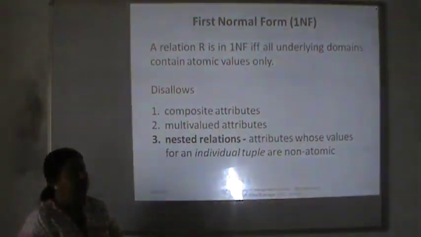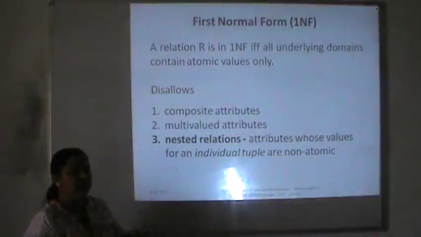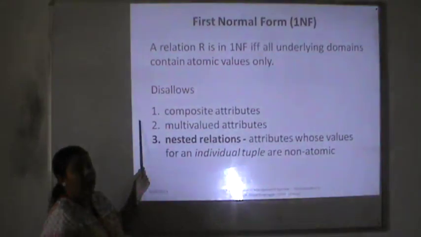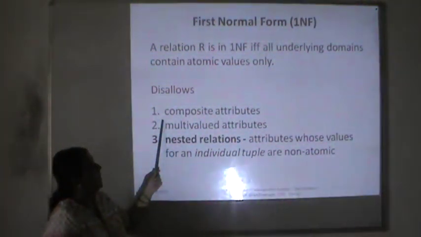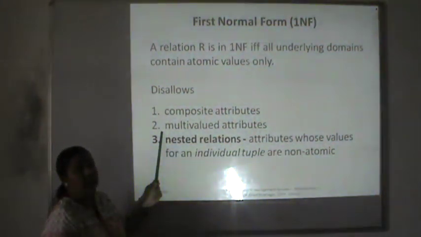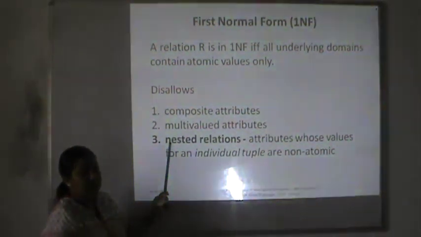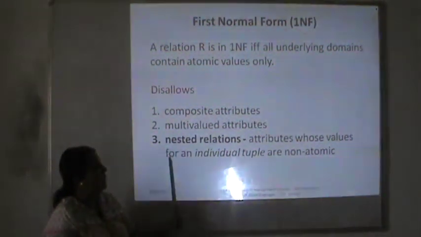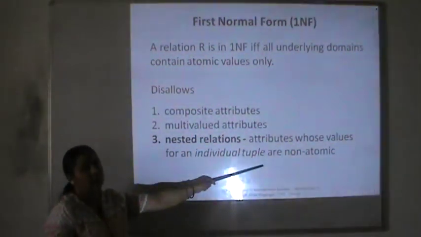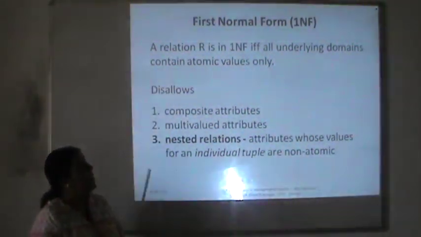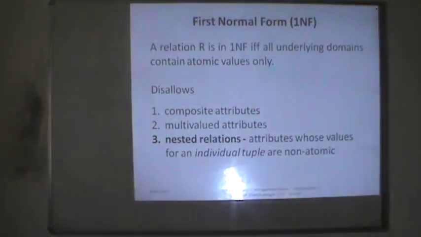Which means that if a relation is in first normal form, this is the first step of normalization. So if a relation is in first normal form, it is said to be a normalized relation. It will not allow composite attributes. It will not allow multi-valued attributes. It will not allow nested relations, which means attributes whose values for an individual tuple are non-atomic. So non-atomic values are not allowed. Each and every value of the attribute should be atomic.